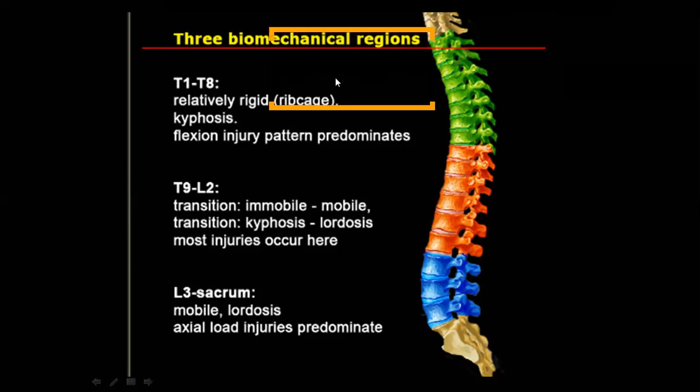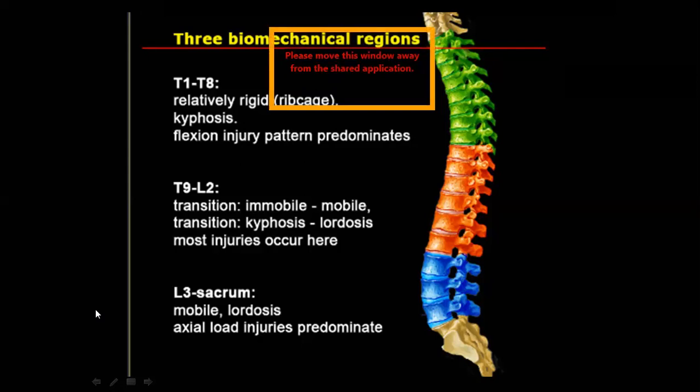Second comes the lumbar spine, L3 to sacrum. Usually it is mobile and there is a lordosis. So axial load injuries occur. What is an axial load injury? Axial load injury is a compression fracture. There is a compression fracture. So usually old age females with osteoporosis, they have a compression fracture at this level.